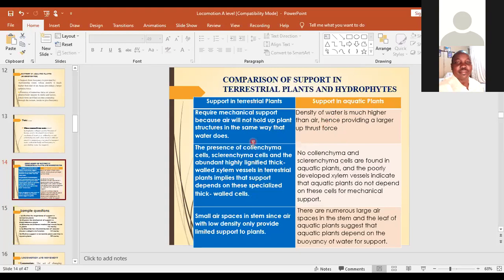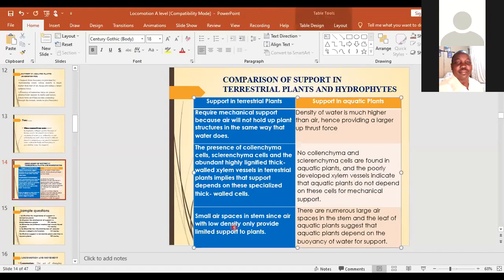Number two, in terrestrial plants, there's presence of collenchyma and sclerenchyma cells, which have abundant lignified thickened walls. And this means that their support depends entirely on these specialized thick-walled cells. But here, no collenchyma cells in hydrophytes, no sclerenchyma, poorly developed xylem. So all these indicate that aquatic plants do not depend on the cells for mechanical support, but rather they rely on their structures being air-filled and the buoyancy of the plant.